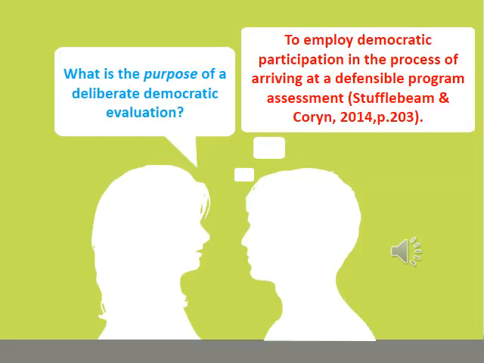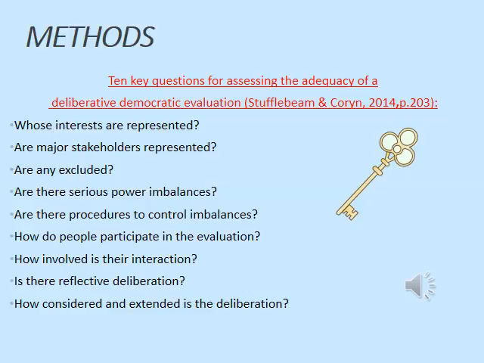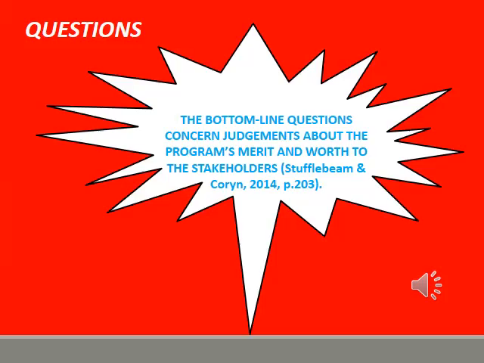The purpose of a deliberative democratic evaluation is to employ democratic participation in the process of arriving at a defensible program assessment. In this approach, the evaluator determines the questions to be addressed, but does so through dialogue and deliberation with the engaged stakeholders. Dialogue and deliberation are considered relevant throughout the evaluation process. House and Howe cite 10 key questions for assessing the adequacy of a deliberative democratic evaluation. In this approach, the bottom line questions concern judgments about the program's merit and worth to the stakeholders.